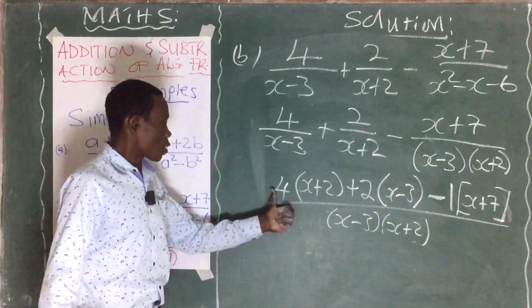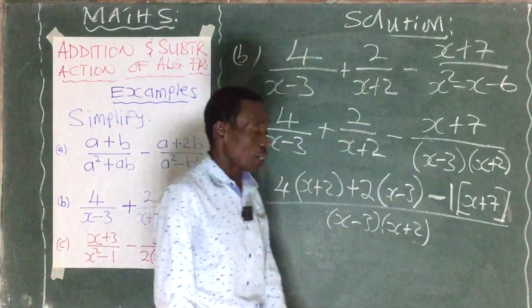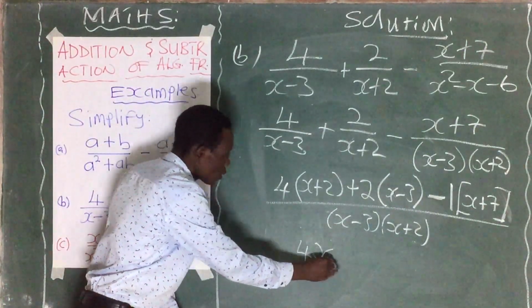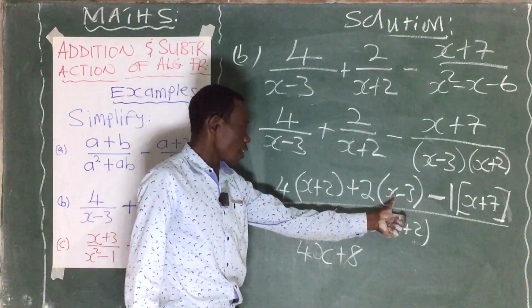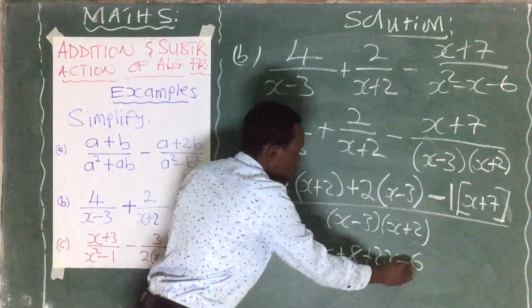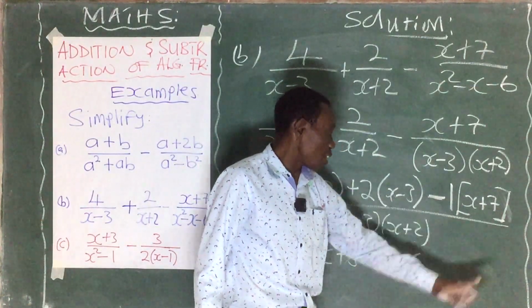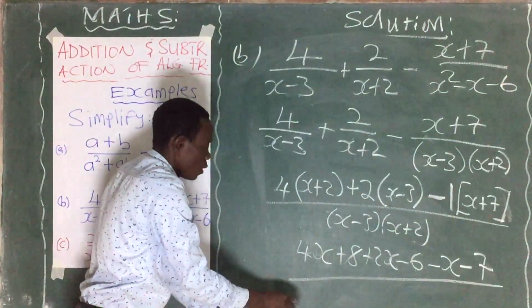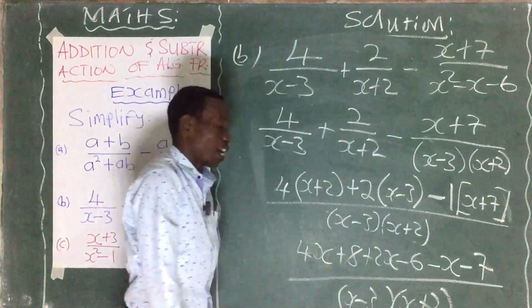So we're going to expand the first expression, second one, and the last one. The first expression we have got 4 multiplied by x. We have got a 4x. 4 times 2, we have got 8. And then 2 times x, we have got 2x. 2 times negative 3, we have got negative 6. And here we've got the negative 1 to be multiplied by terms inside. You have got the negative x, the negative 7. And this one is over x minus 3 and x plus 2, like that.